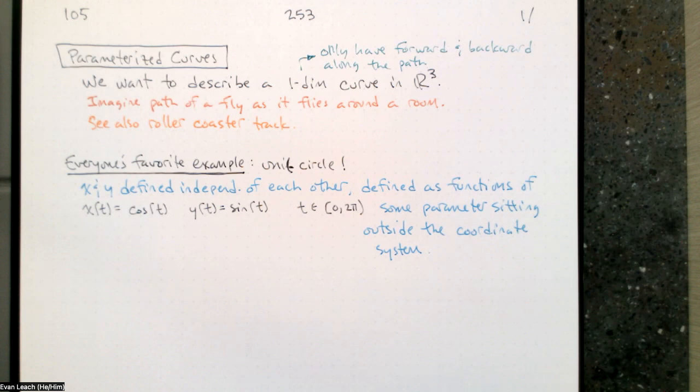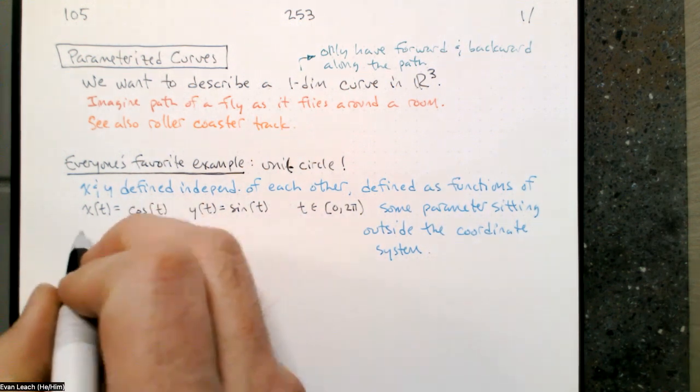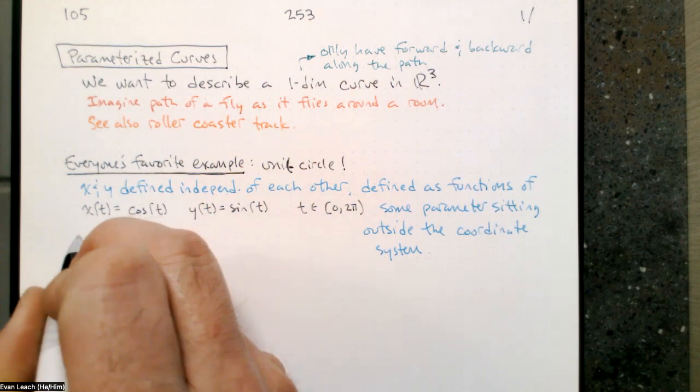You may note that in this setup, we're talking about the unit circle. So we do know that there is a relationship between x and y that we can write, but that's not how we're defining the unit circle. So we should point out that there is a relationship between x and y. This is the unit circle. But that's not how they were defined.